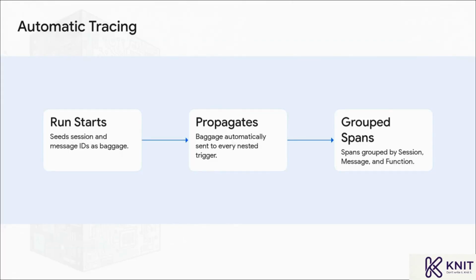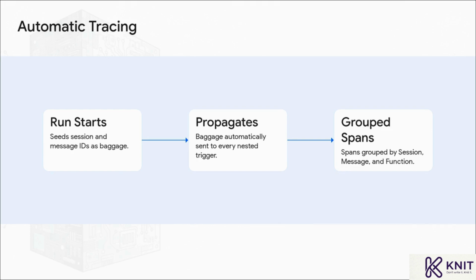Step 1. The run starts and automatically seeds the session and message IDs as OpenTelemetry baggage. Step 2. Thanks to a really smart proxy wrapper, this baggage propagates automatically to every single nested trigger call across all your independent workers. And step 3. Your spans are grouped perfectly by session, message, and function right in your UI. The trace aggregation is completely automatic. You don't write a single line of code inside your workers to track it.